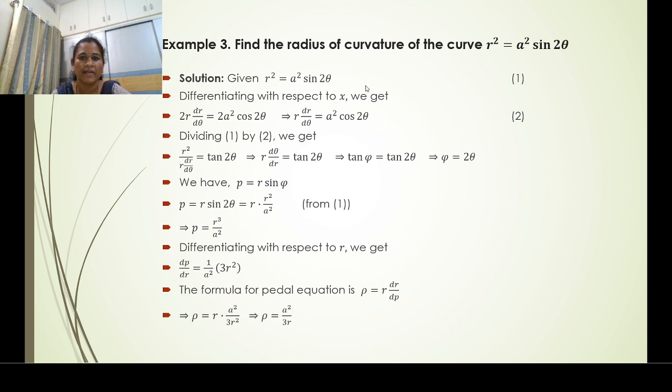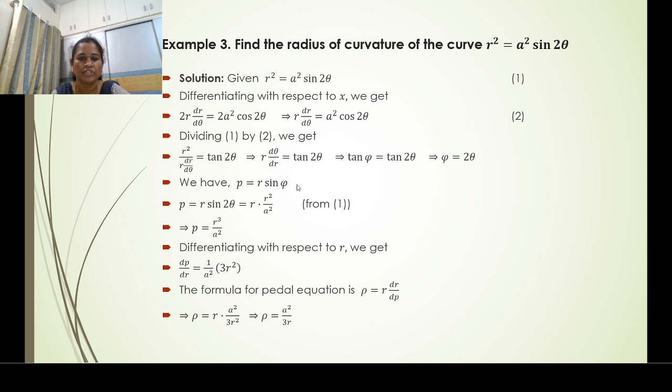Dividing equation 1 by 2, we get r square divided by r dr by d theta, which is equal to, here a square cancels, sin 2 theta by cos 2 theta, tan 2 theta. Then on simplification one r term gets cancelled, r dr by d theta, it comes to the numerator, r d theta by dr is equal to tan 2 theta. Here r d theta by dr, we know that it is tan psi, which is equal to tan 2 theta. So then cancel tan on both sides, we get the angle psi is equal to 2 theta.